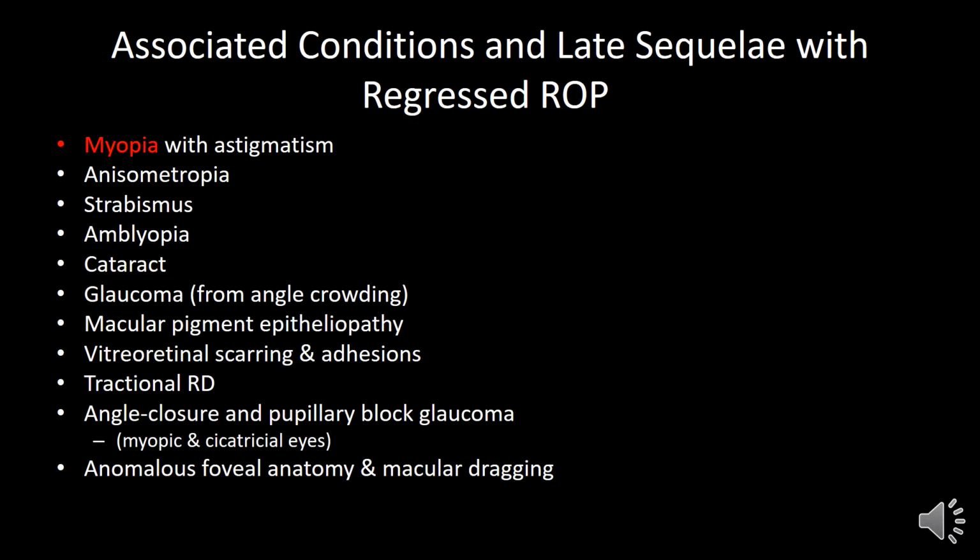Angle closure glaucoma typically occurs before 10 years of age, but it can occur well into adulthood in affected individuals. ROP and its sequelae can cause problems throughout a patient's life, and therefore long-term monitoring is crucial. Also, patients may have anomalous foveal anatomy and macular dragging, which we will focus on further here.